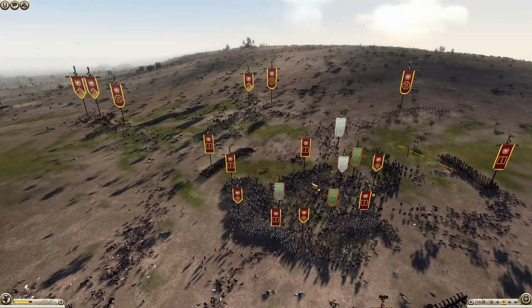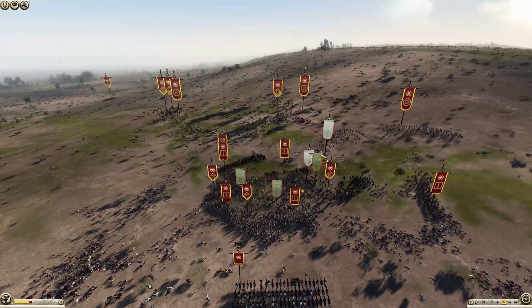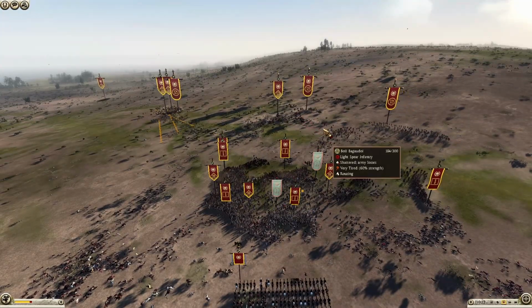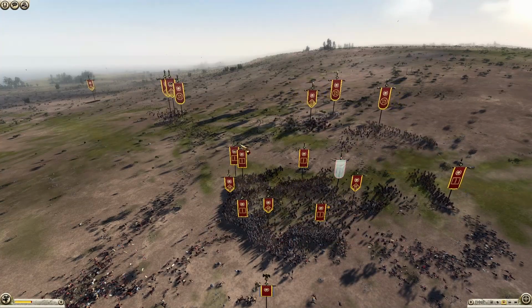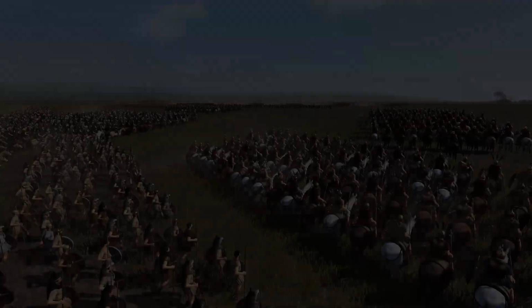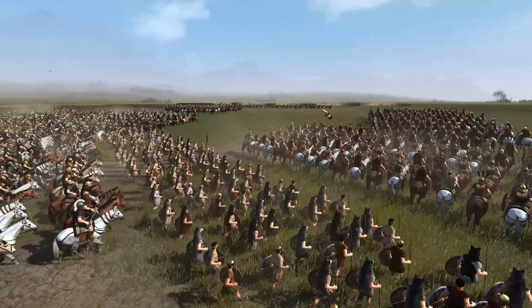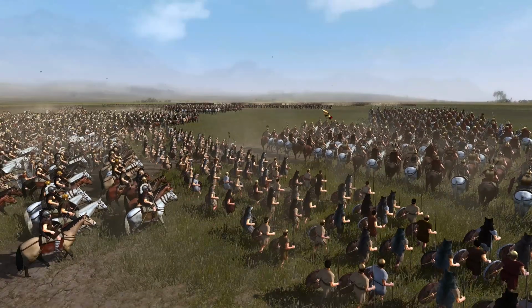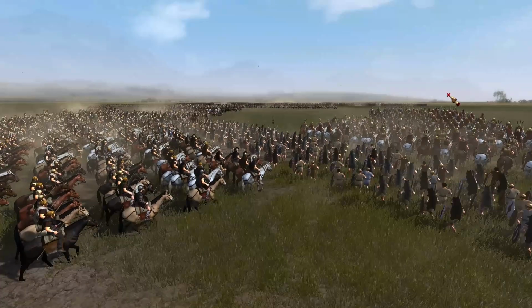And yeah, that will be a very clean victory against the barbarian. This is a very good stack of the barbarian actually. A very strong one, but no match for the Roman. So in the first part we have talked about the unit composition and the battle formation that we can use with the Roman.